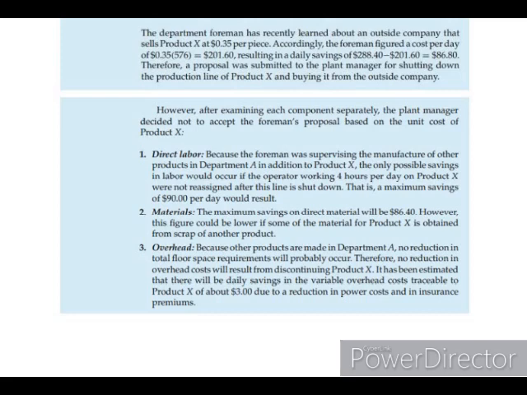So next, number 2, materials. The maximum savings on direct material will be $86.40, because that is what we got when we subtract them: the cost of making the product in the company and the cost of making the product in another company. However, the figure could be lower if some of the material for product X is obtained from scrap of another product. So we can consider that also, if we can use the reworks or the scraps from other products, then the cost of the material will be lessened.